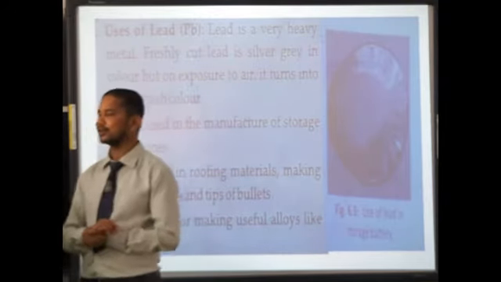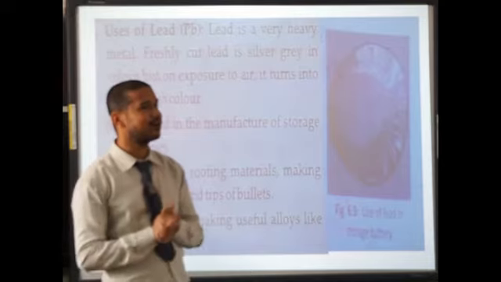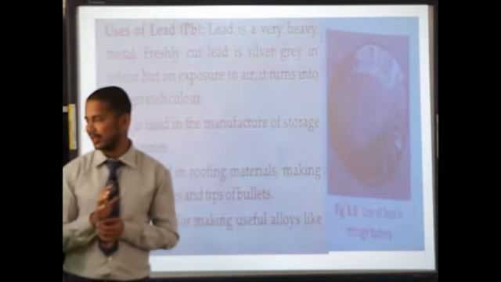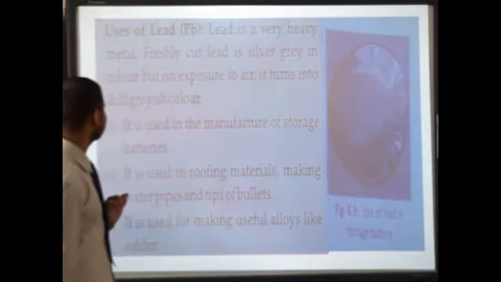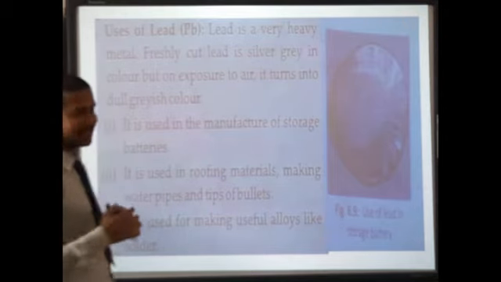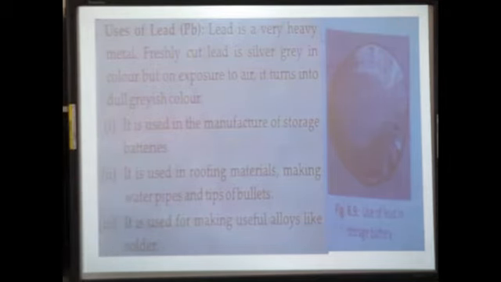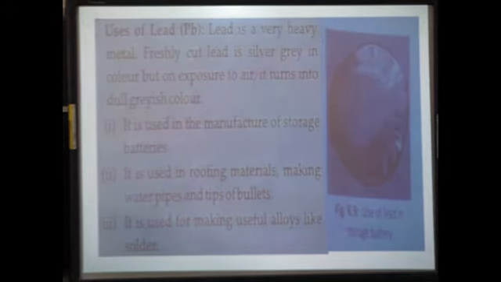Freshly caught lead is silver gray in color. But on exposure to air, it turns into a dull grayish color. That means lead also reacts with oxygen present in air and forms lead oxide, because of which it turns dull grayish when exposed to air.